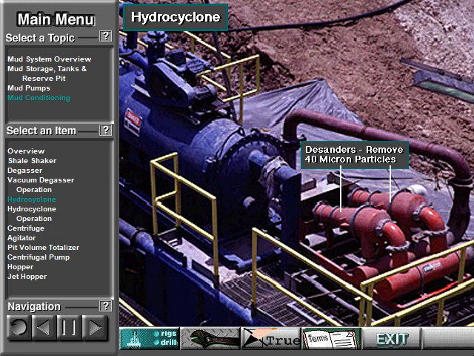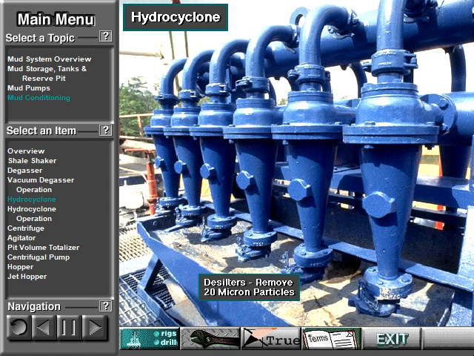A desander has large cones. It removes particles as small as about 40 microns. A micron is 1/1,000,000th of a meter, which is very small. A desilter has smaller cones than a desander. Desilters remove particles down to about 20 microns.